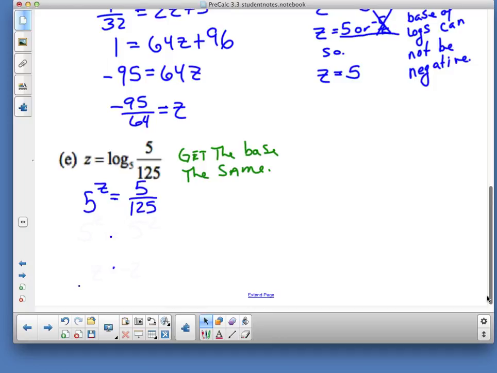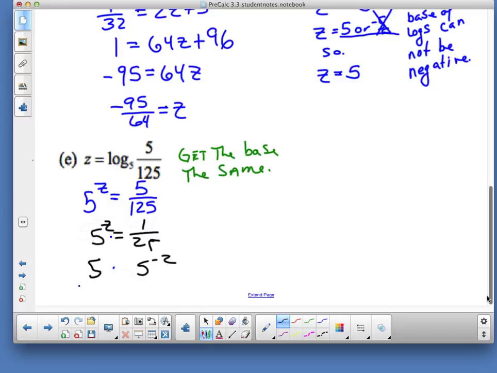Step 1. Step 2, 5 goes in the 125 25 times. Okay, so when I'm looking at that, I got 5 to the z power equals 1/25. Well, this is 5 to the negative 2, so I'm looking at z equaling negative 2 when I'm done.